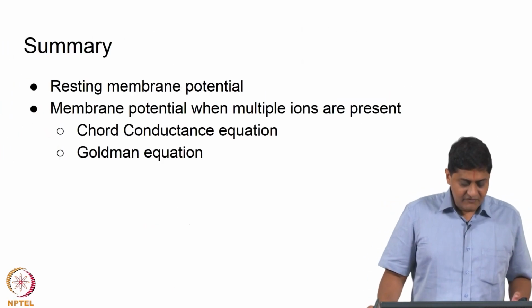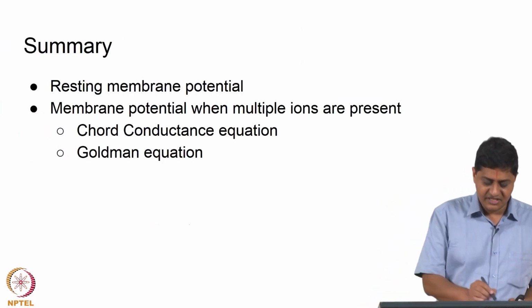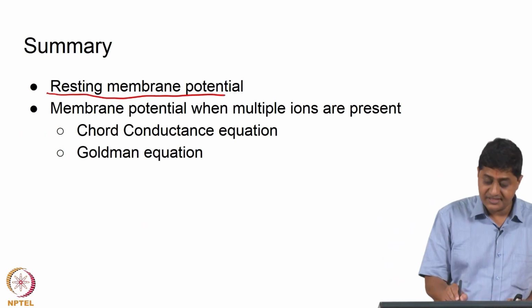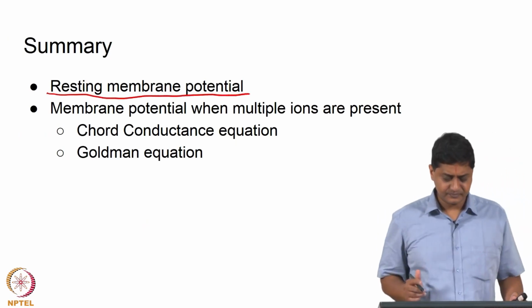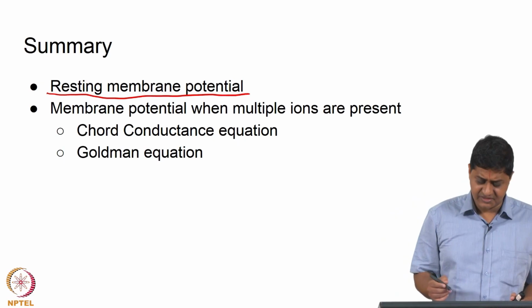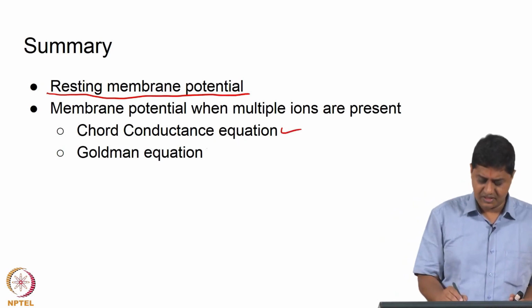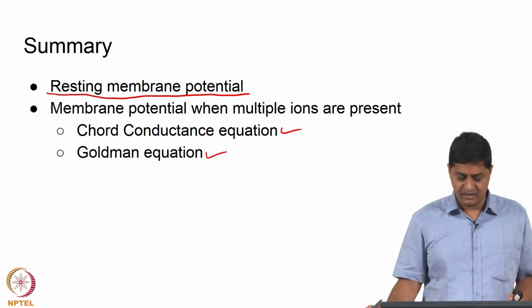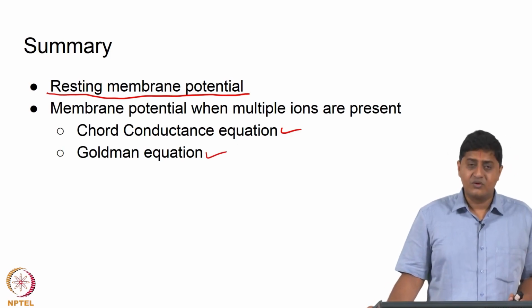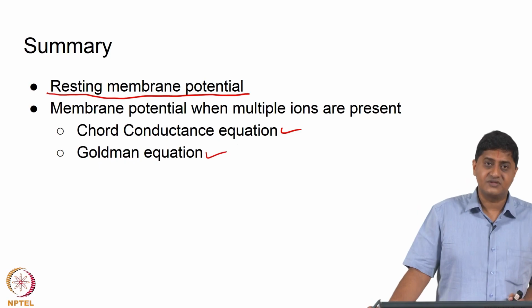So essentially what we have learned is the nature of resting membrane potential, how that is maintained, and how to compute the resting membrane potential or membrane potential. There are two ways of doing this: we saw the chord conductance equation and Goldman's equation. So with this we come to the end of this class. Thank you very much.